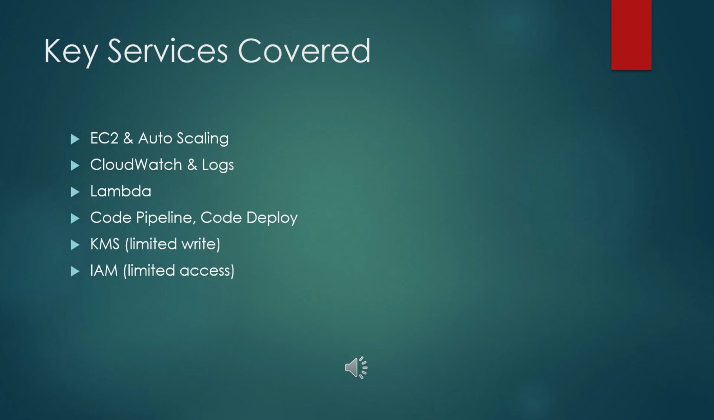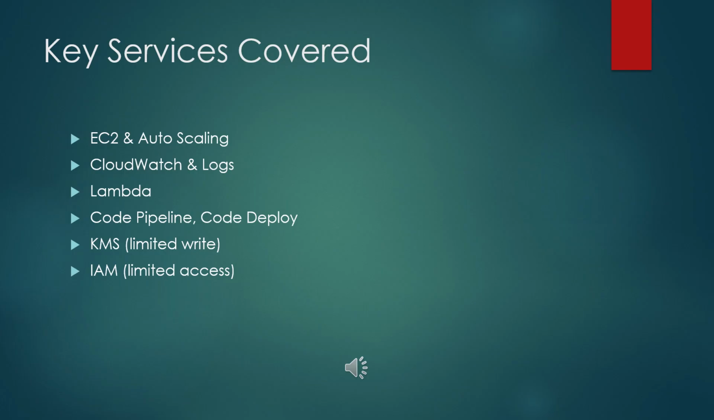Let's talk about the important services included in this policy. First is EC2, which is used to launch and manage servers. A system administrator spends most of the time here. Next is auto-scaling. This helps automatically increase or decrease servers based on traffic. This is very important in production environments. CloudWatch and CloudWatch logs are used for monitoring. You can check CPU usage, memory, logs, and alerts. This is critical for troubleshooting issues.